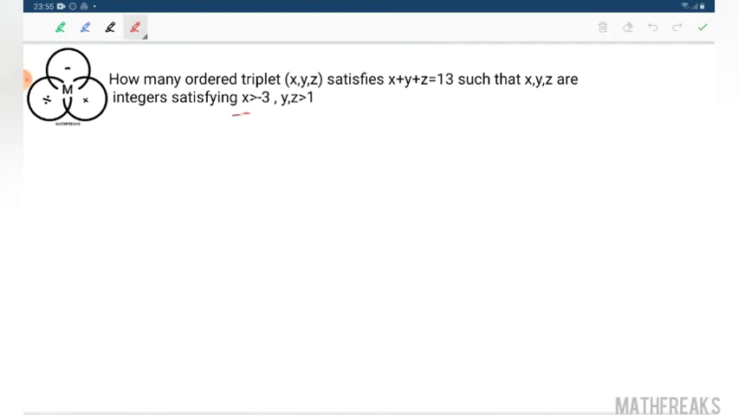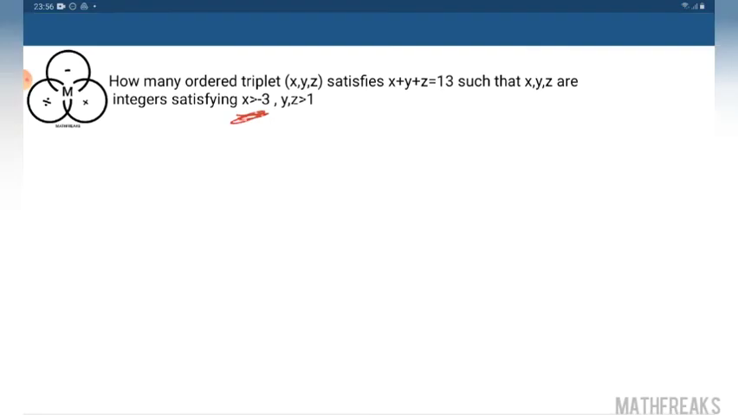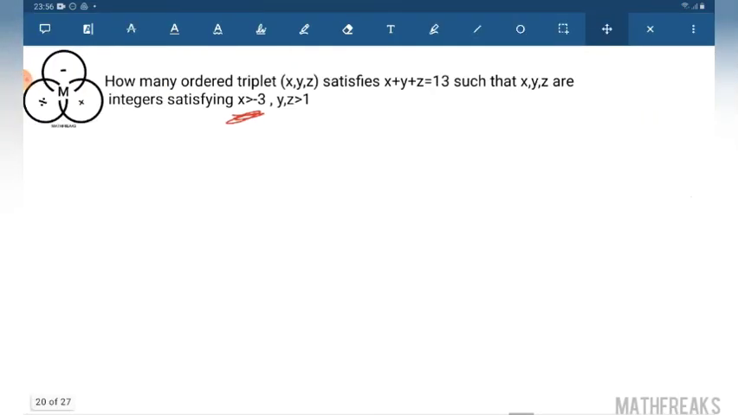We have seen beggars method for positive terms only, but this is negative. How will we do this? y, z greater than 1, x plus y plus z equals 13. Nice question. At least 2 pages we need.